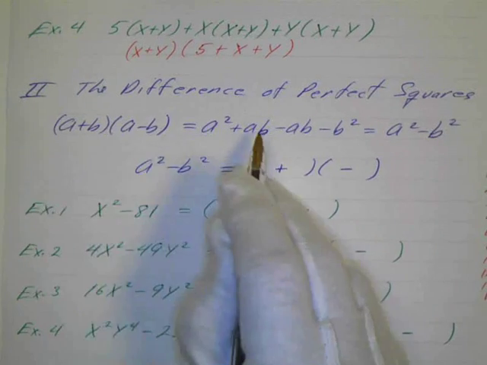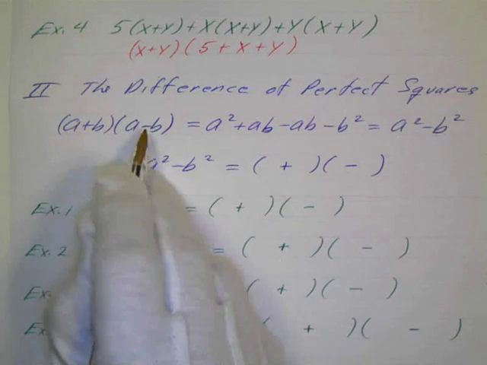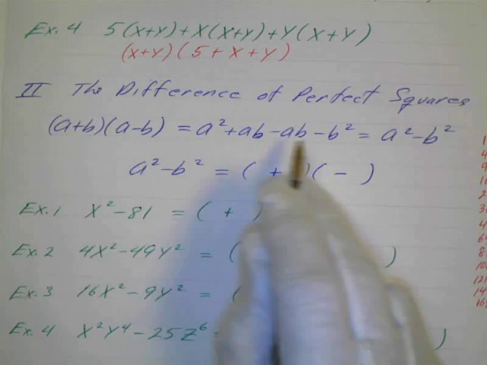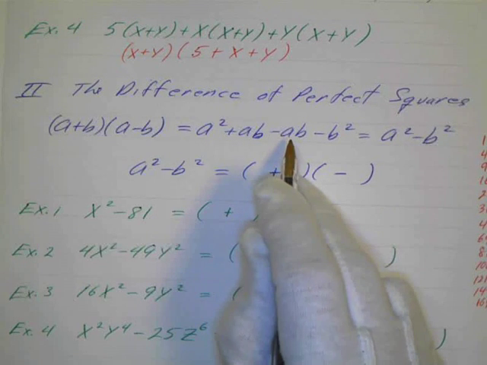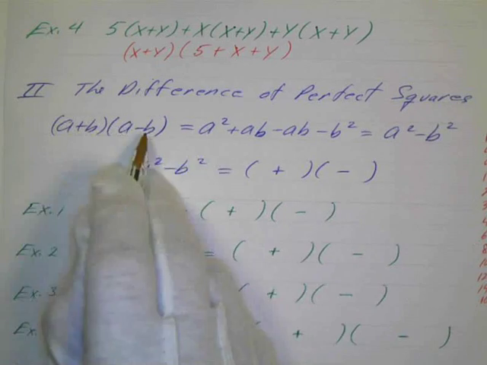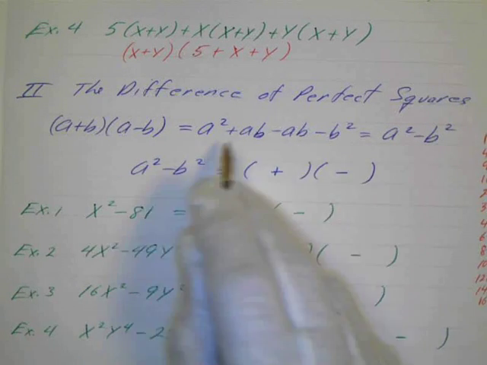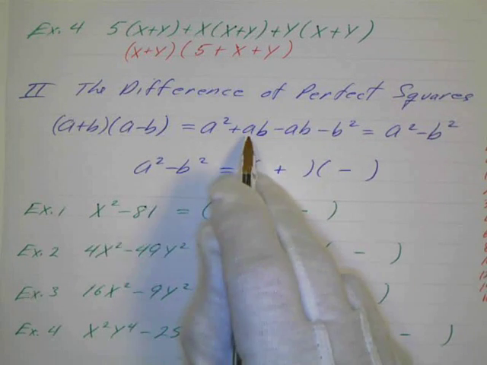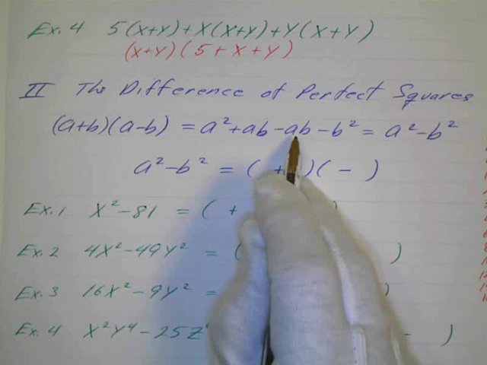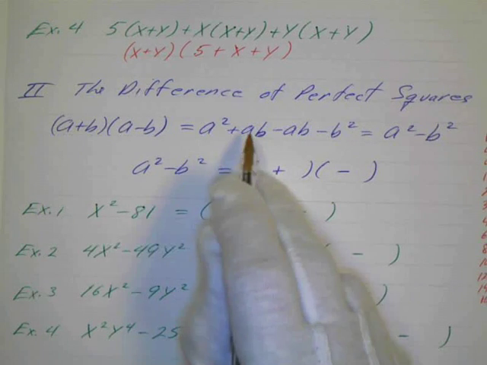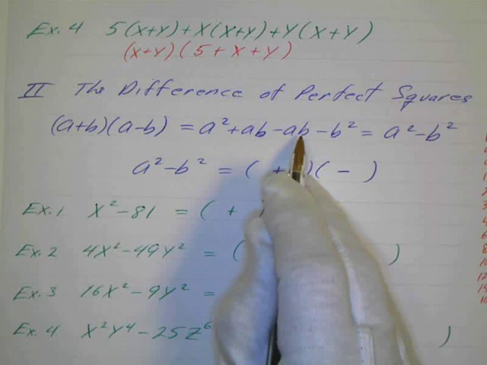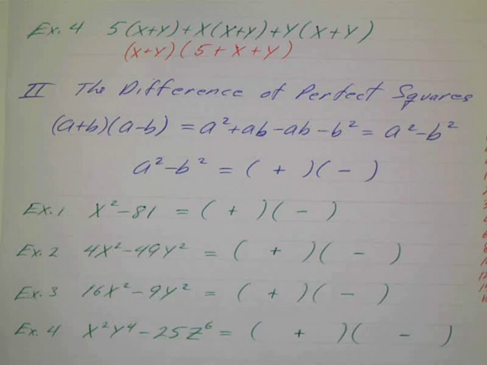Inside, ba or ab, minus out, or outside, negative ba or negative ab, they're the same. ba and ab are the same. And positive b times negative b is negative b squared. So if we multiply this out, the inside and outside terms zero out. In other words, plus ab minus ab is 0, so we have a squared minus b squared.